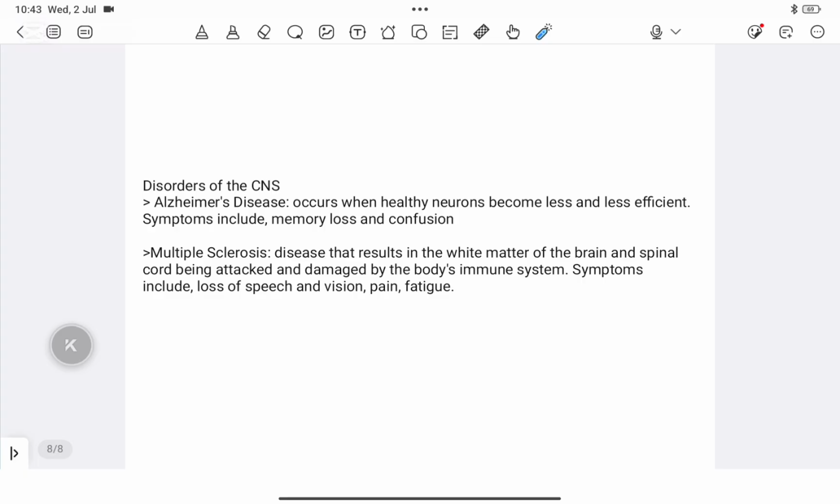Okay, an immune system, you should know what immune system is. You know, when you go to the doctor and they tell you, oh, your immune system is high, meaning that you don't really get sick very easily, or your immune system is low, you get sick very easily. That is what an immune system is. Okay, and the symptoms of multiple sclerosis include loss of speech, vision, pain, and fatigue. Fatigue is basically like extreme tiredness, if that makes sense. So yeah, please do not say tiredness or extreme tiredness in the exam. Say fatigue. That is the right term to use when you are giving the symptoms of multiple sclerosis.